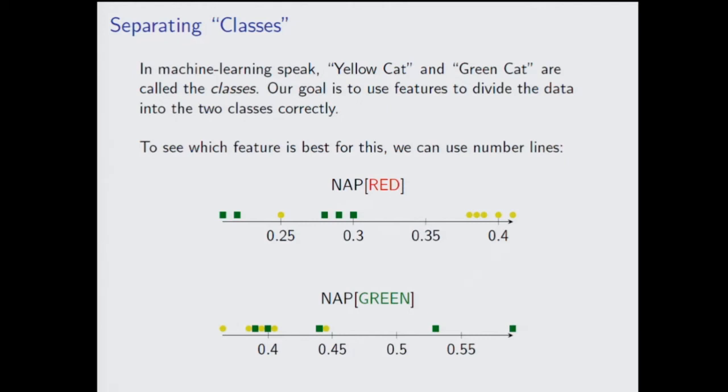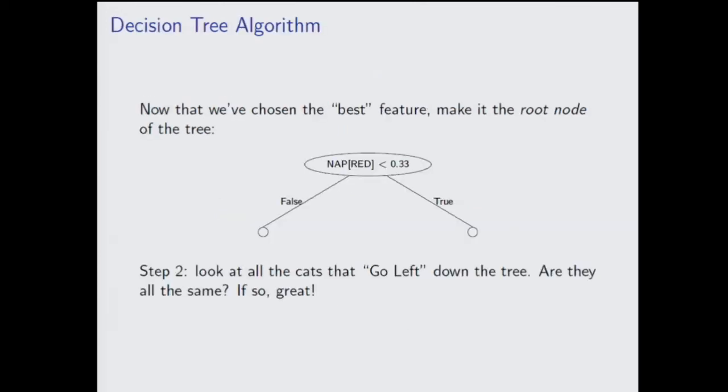Okay. So step one is to identify the feature, and then we'll find a good place to split it in two. So when we're building our decision tree, we're going to start by asking a question about nap red. We'll ask if it's less than 0.33, and we'll check on both sides. One side will be false, and one side will be true. And step two is to look at all the cats that go this way, and look at all the cats that go this way, and decide what their label should be, if we can determine their label. Otherwise, decide what's the next question we should ask.